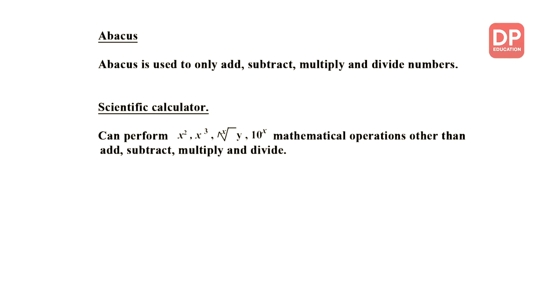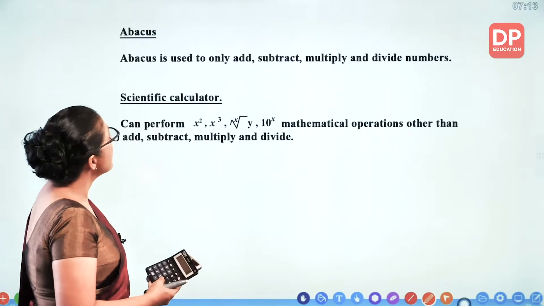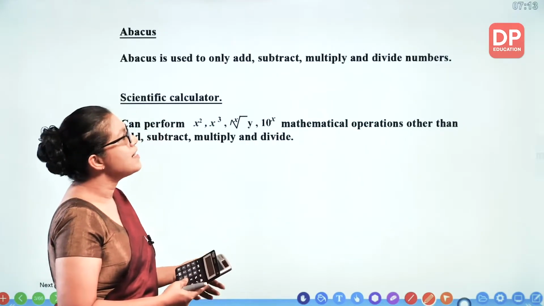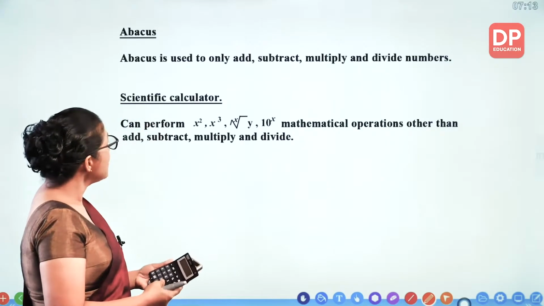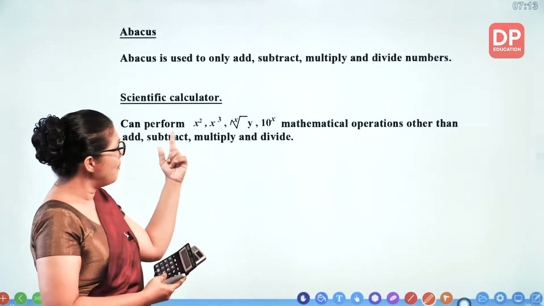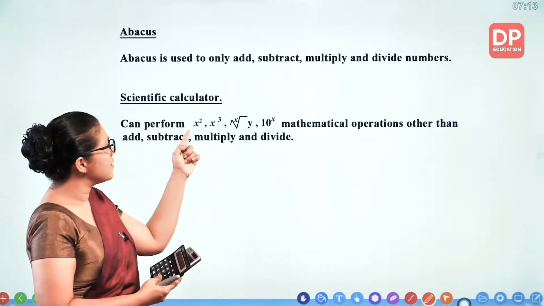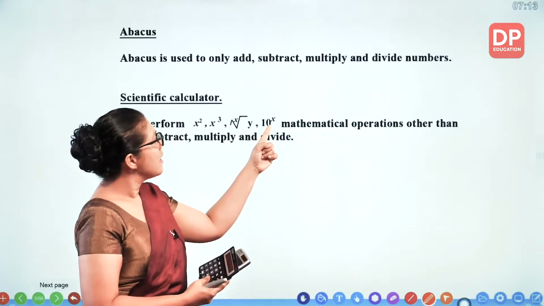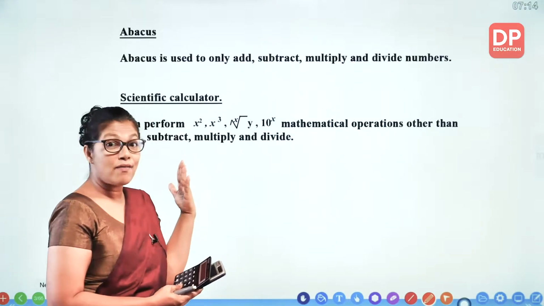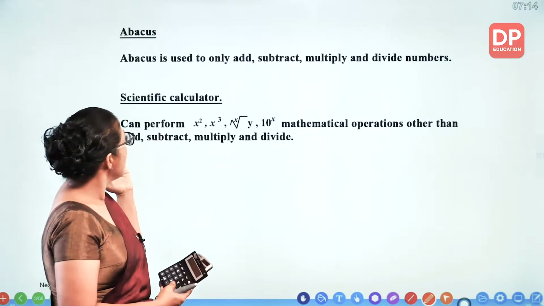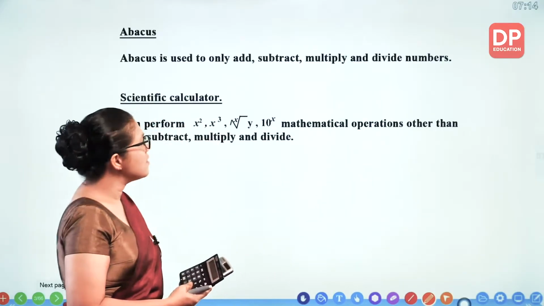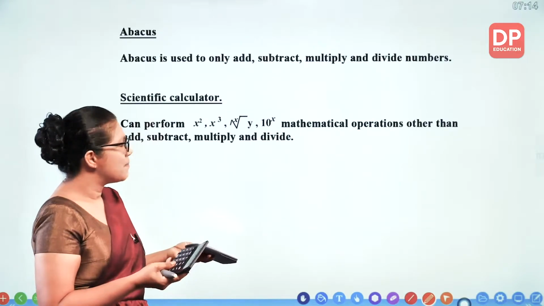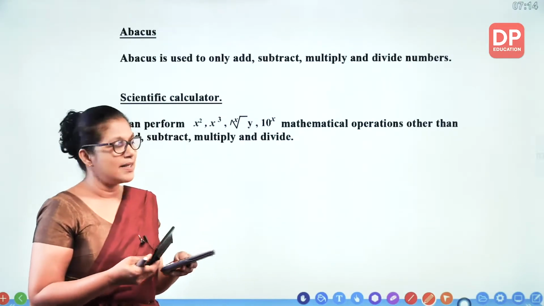Now earlier I told you people used the abacus just to add, subtract, multiply and divide numbers. So with scientific calculators, you can perform several functions: squared button, cube root or any nth root button, and the 10 to the power x button. So a lot of mathematical operations you can do other than just adding, subtracting, multiplying and dividing numbers.